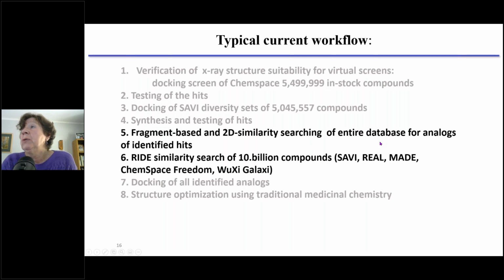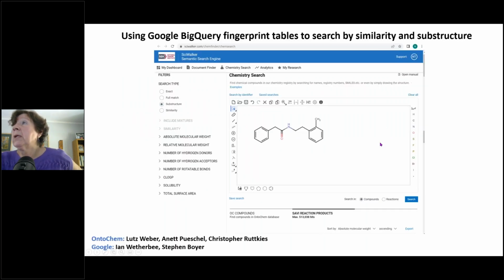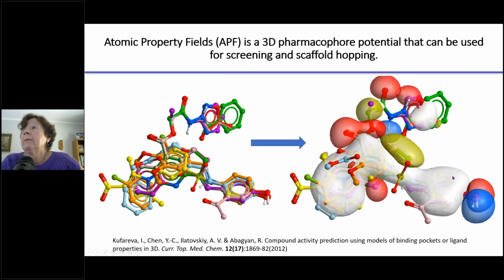For 2D searches, we use either MolSoft's Giga or Arthur from NextMove, or very successfully have been using FiveWalker from OntoChem that is based on Google's BigQuery. This is probably the fastest and the most user-friendly approach. However, you have to pay big bucks to Google for the use of BigQuery. And in addition, we found that 3D-based similarity searches produce much better results.